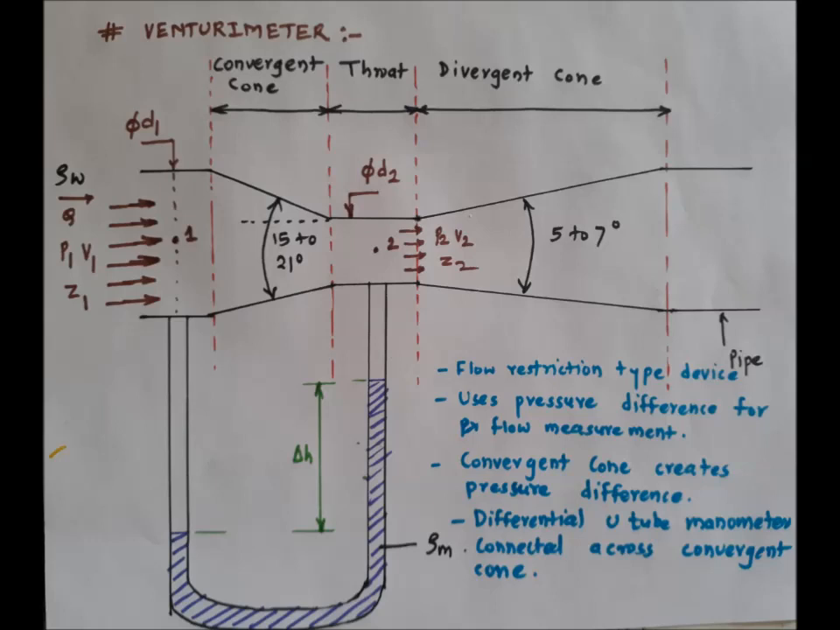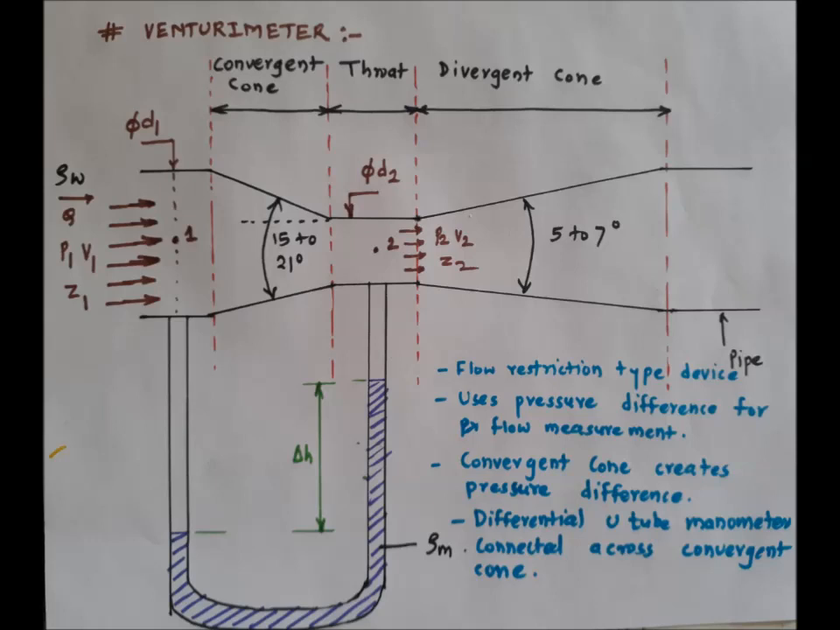The U-tube differential manometer's one end is connected just before the convergent section and the other end is connected at the throat section. The differential U-tube manometer carries the manometric fluid and gives the manometric head difference delta H. Followed by this convergent cone, we have a throat section.